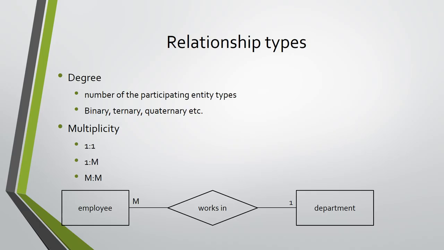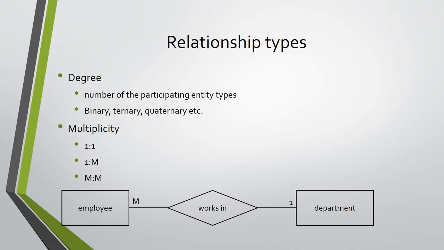Relationship types may be differentiated by the degree of the relationship, that is the number of the participating entity types. The most usual relationships are the binary ones between two entity types. However, there are also ternary, quaternary and higher degree relationships. The degree of a relationship is evident by the number of lines that connect the relationship type to the entity types.